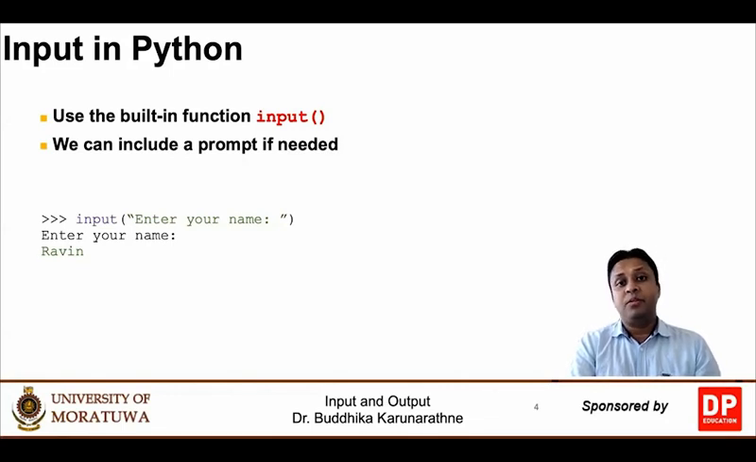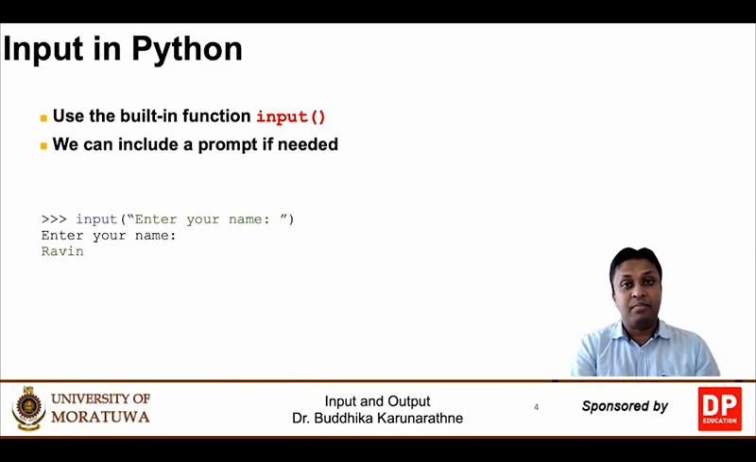To get input from the user, we can use built-in functions available in Python. By this time, you are aware of what a built-in function is in Python. The function input takes a user input from the console. If you want to provide more information, for example what the user needs to input, we can include a prompt inside the brackets, but this is optional.